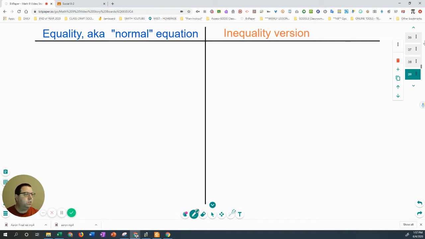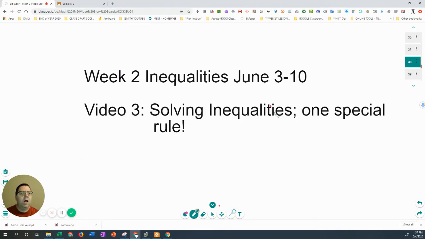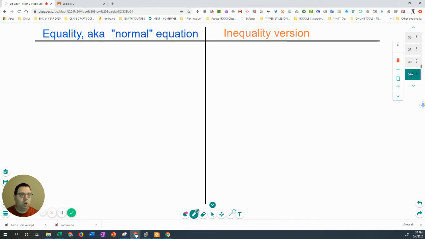And as my title kind of hinted at here, solving inequalities is no different from the work you've been doing for the last 2 months in terms of solving equations, except for one special rule. And I'll definitely show you what that rule is, obviously. But let me give you a couple of examples where they're similar.